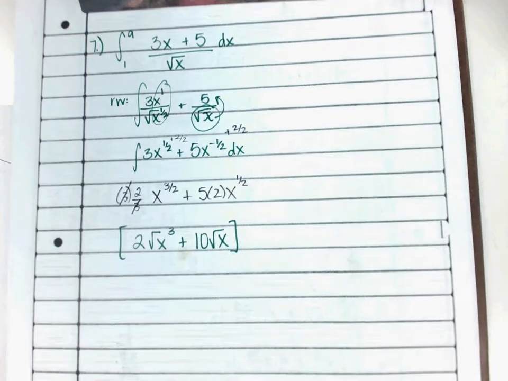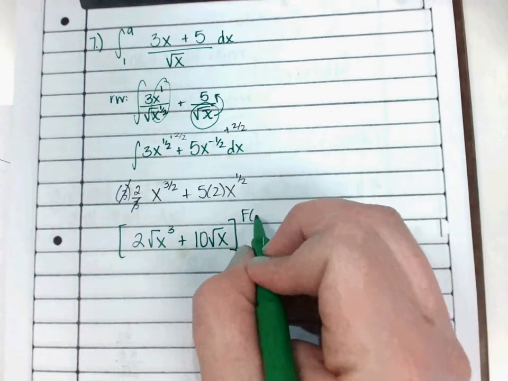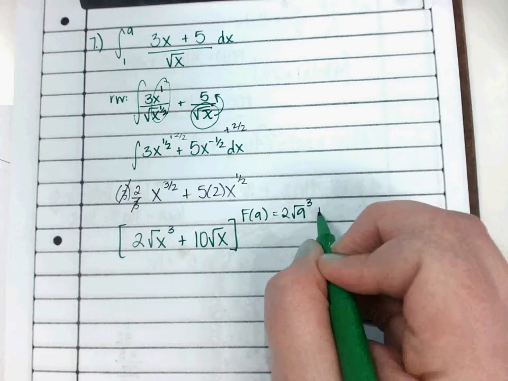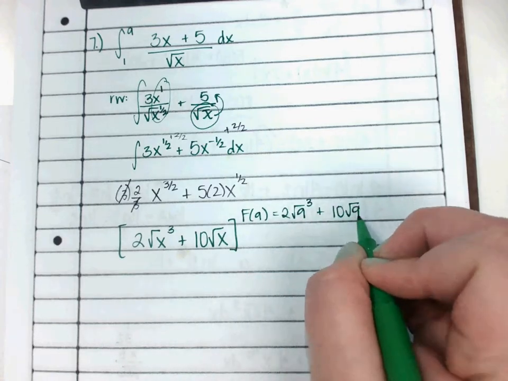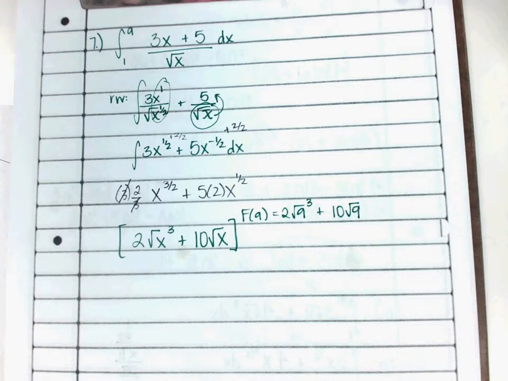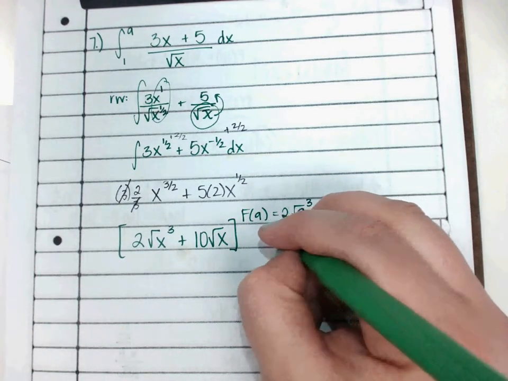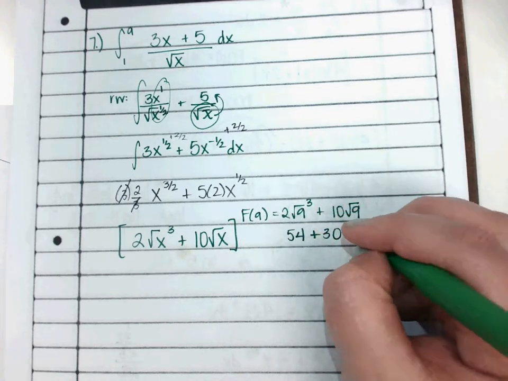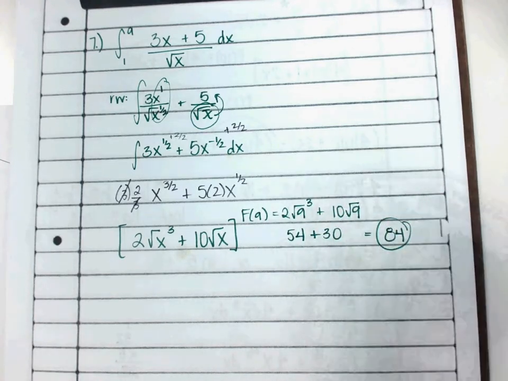So on top, I'm going to plug in 9 first. I have 2 times the square root of 9, then cubed. 10 times the square root of 9. What is the square root of 9? 3 cubed? Times 2? 54. Okay, so I have 54 plus. Okay, square root of 9 is 3 times 10 is 30, which means the top came out to 84.